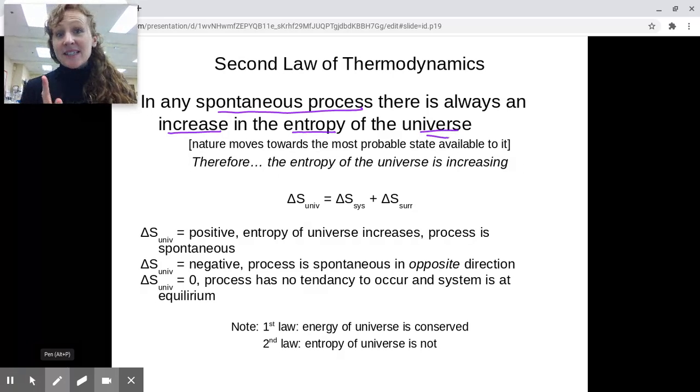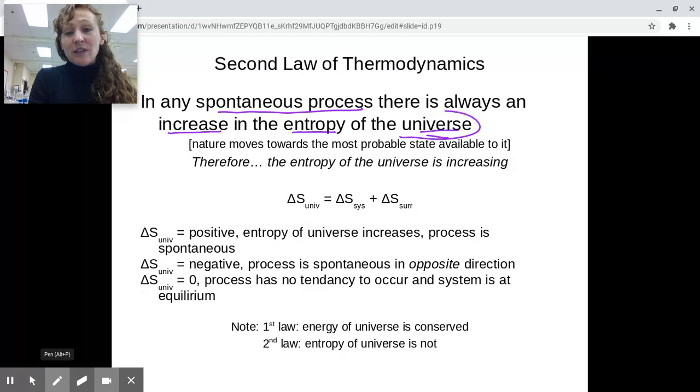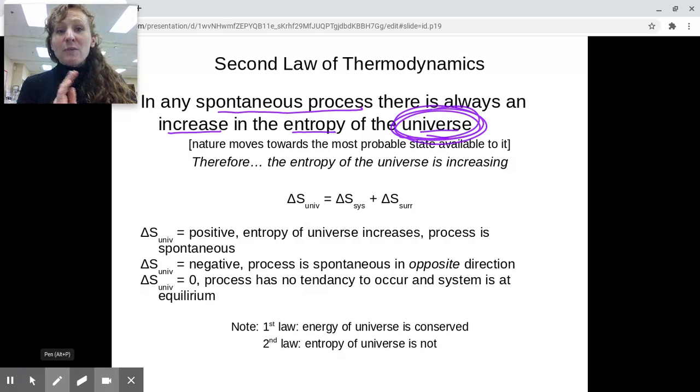So notice that it doesn't say increase of entropy of the system. It doesn't say increase in the entropy of the surroundings. It's increase in the entropy of the universe. So from this point on, it's really important that you distinguish between those three types of entropy: system, surroundings, and universe, because they imply different things and they indicate different things. And the only one that indicates spontaneity is going to be entropy of the universe. The other two are part of it, but by themselves, they can't tell you if a process is spontaneous or not. Only the entropy of the universe can do that.